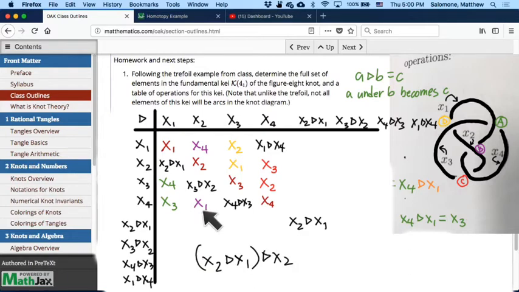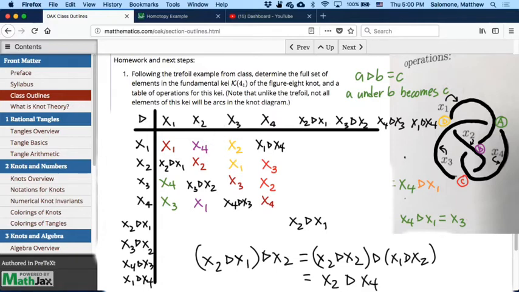So some of these we should be able to do completely, like this entry. If I do this distribution, I'm going to get x2 triangle x2, parentheses, triangle, x1 triangle x2, parentheses. But x2 triangle x2 is x2, and x1 triangle x2 is x4, and x2 triangle x4 is x3. So that one we can do. That was the second entry in this row. There, x3.